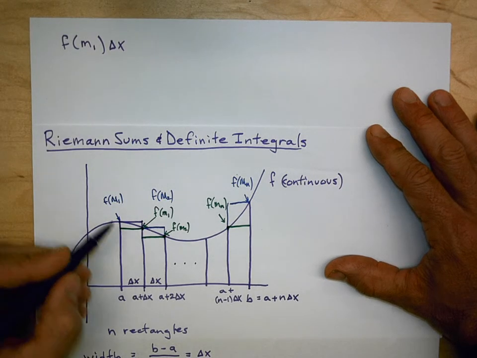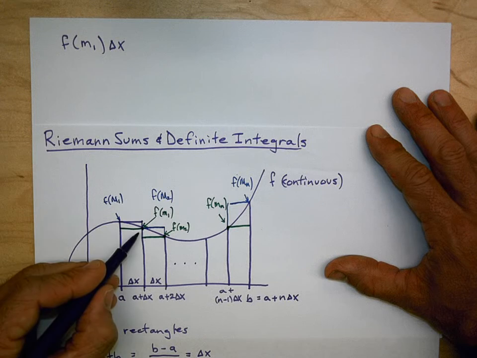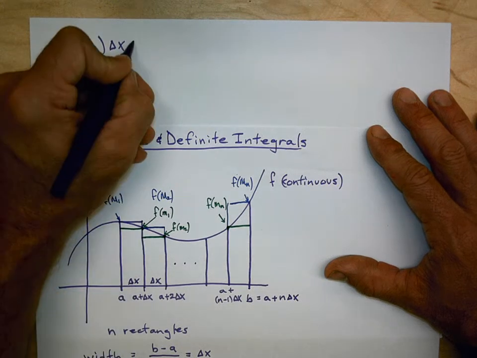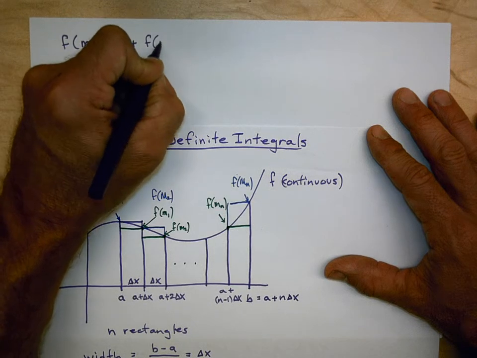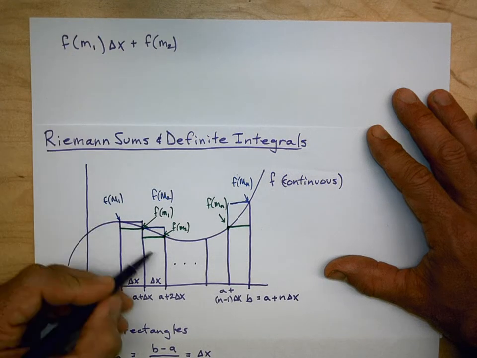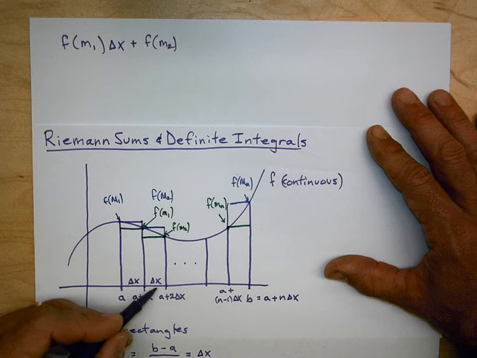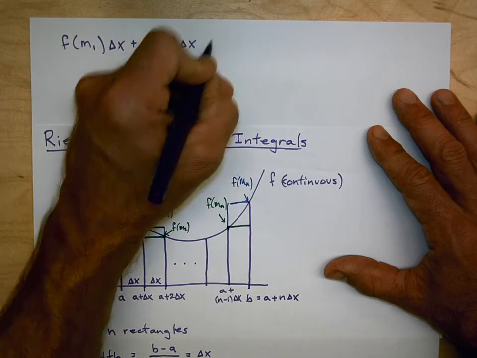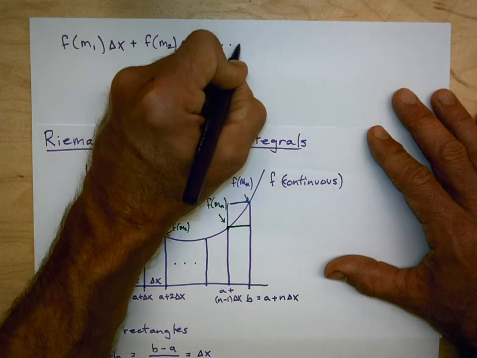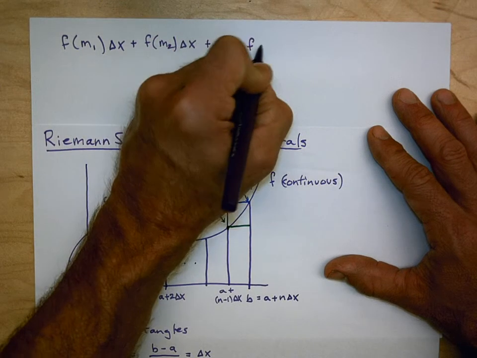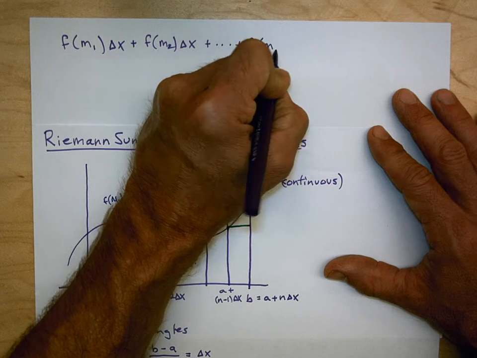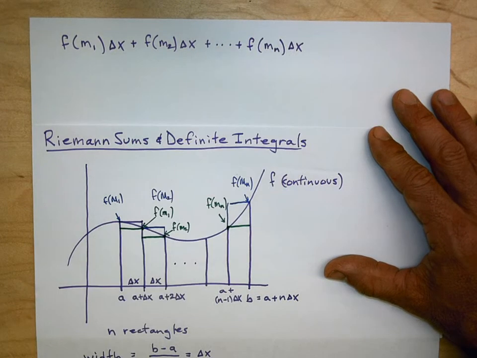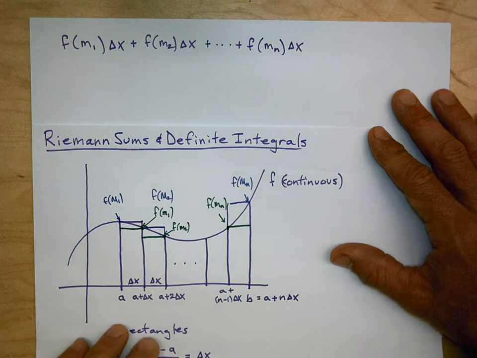That gives us the area of this first rectangle using the smallest height, plus f of m2, that's the smallest height in the second rectangle, times delta x, the width of the rectangle, so that gives me the area of the second rectangle. And I can keep on adding until I get out to the nth rectangle, take the smallest height in the nth rectangle and multiply it times the width of that rectangle.